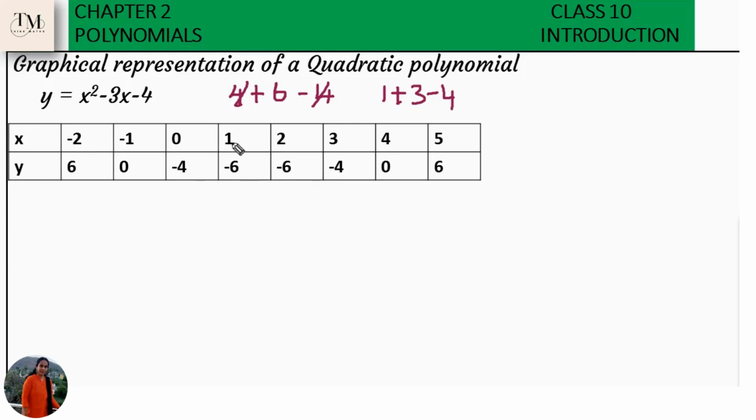When x is equal to 1, 1 square is 1, minus 3 into 1 is 3, 1 minus 3 minus 4.